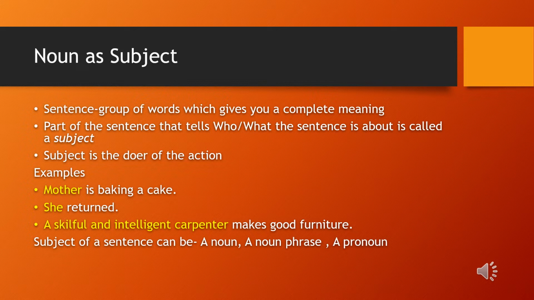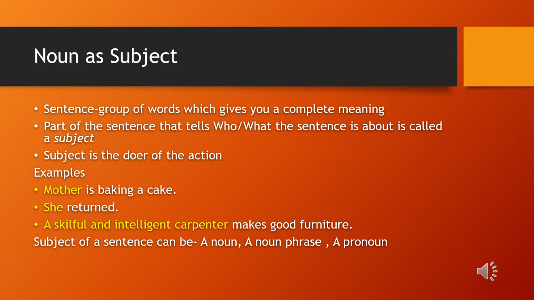And that part of the sentence which tells us about who or what that sentence is about, it is called the subject. In short, the subject is the doer of that action. In English, in every sentence, we will be following the pattern subject, verb, and object. Right? So, subject is the one who does that action. Action means what? Verb. The verb of that sentence.